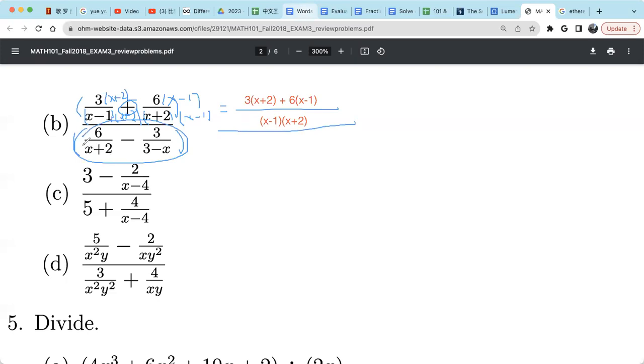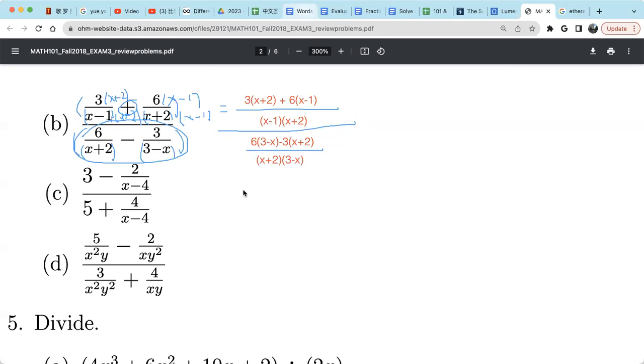Then our denominator, this part. We see the first one, we need to multiply by 3 minus x divided by 3 minus x. The second one, we want to multiply by x plus 2 divided by x plus 2. So what do we have? We have 6 times 3 minus x minus, because the operation is minus, 3 times x plus 2. Then divided by the common denominator, which is x plus 2 times 3 minus x.